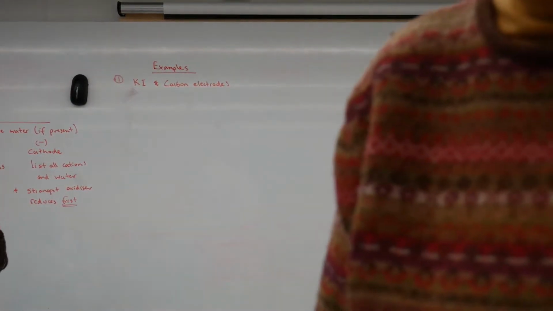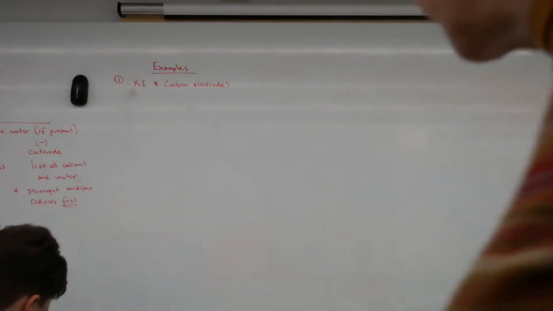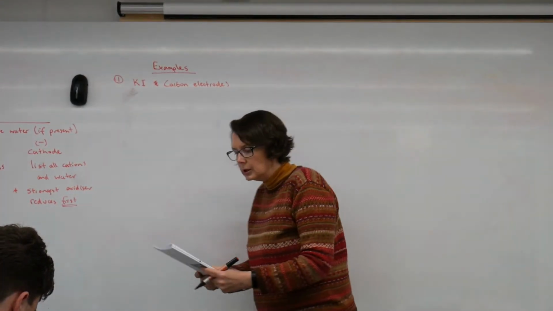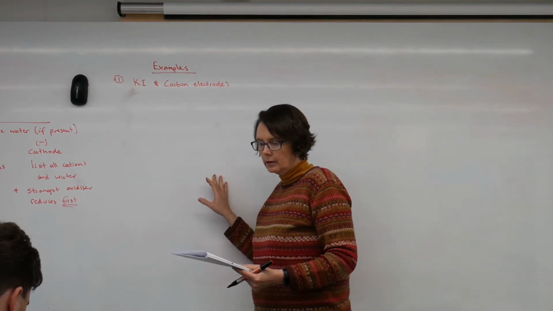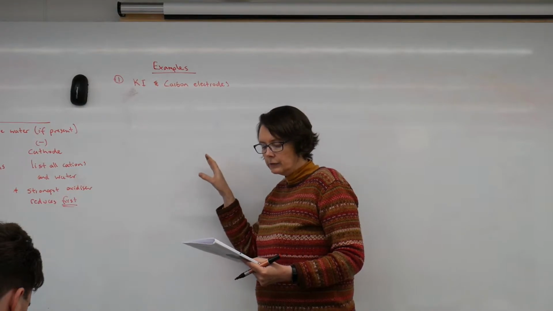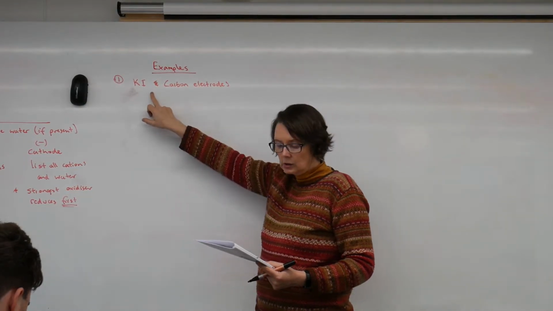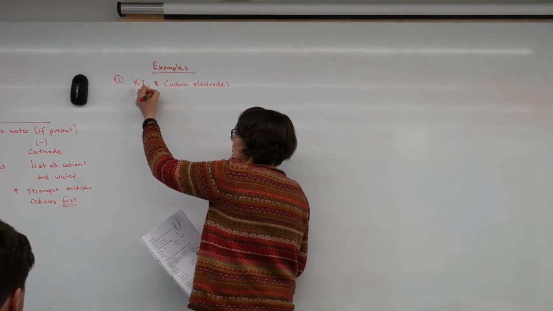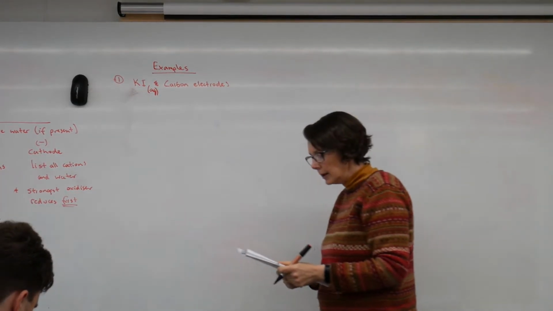Let's have a look at example 1. We're asked to predict the products at the anode and the cathode when the solutions are electrolyzed. Our first example is a potassium iodide solution with carbon electrodes. So this is in solution, and our electrodes are carbon.